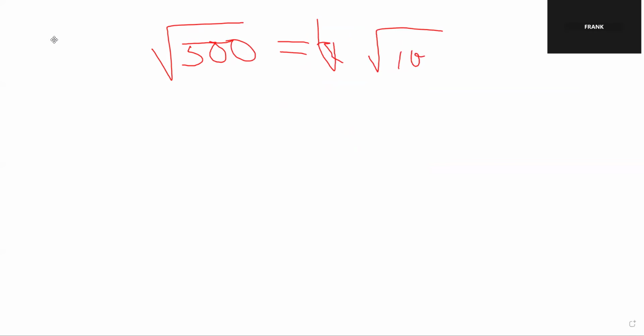So let me try the last one with 500. Obviously, once I'm seeing 2 zeros, I know there is an element of 100 in there. So with 500, I see it as root 100 times what gives you 500, which is 5. What's root 100? 10. 10 times root 5 is 10 root 5.